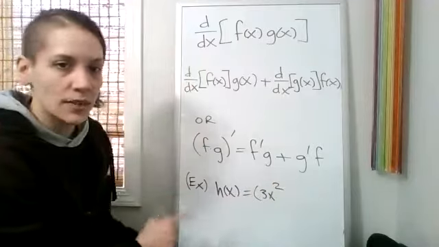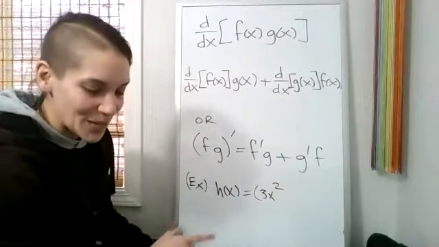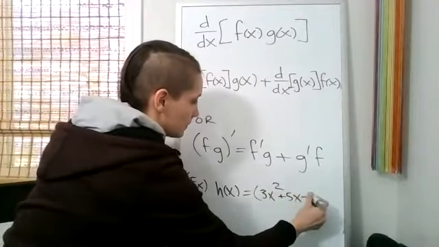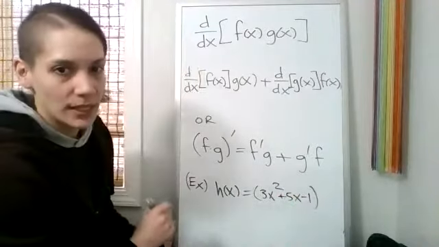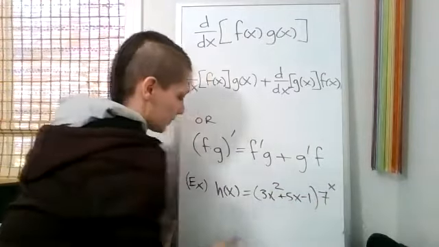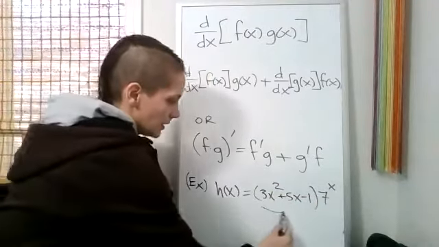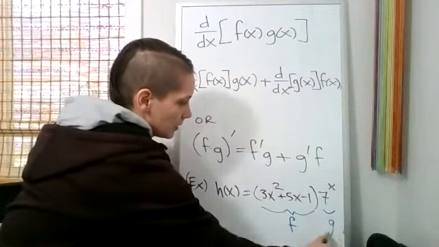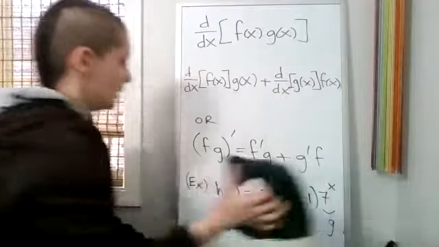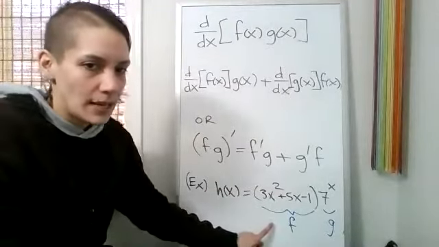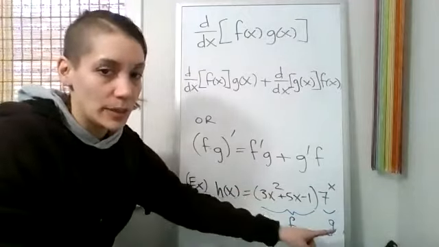Okay, h of x is the function 3x squared plus 5x minus 1. Multiply that with 7 to the x. So I'll call this f. This is g. And then get the derivative. We'll call h prime of x and write a little formula and then actually do each piece.